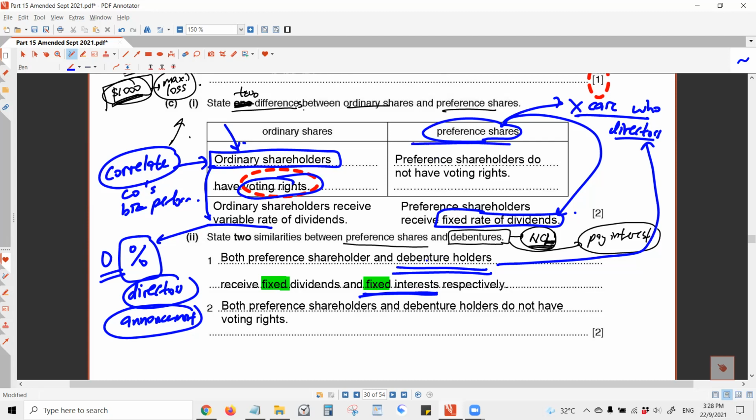Preference shareholders, debenture holders, they don't care because they always get the fixed reward. Okay, yeah, so that's the reason.